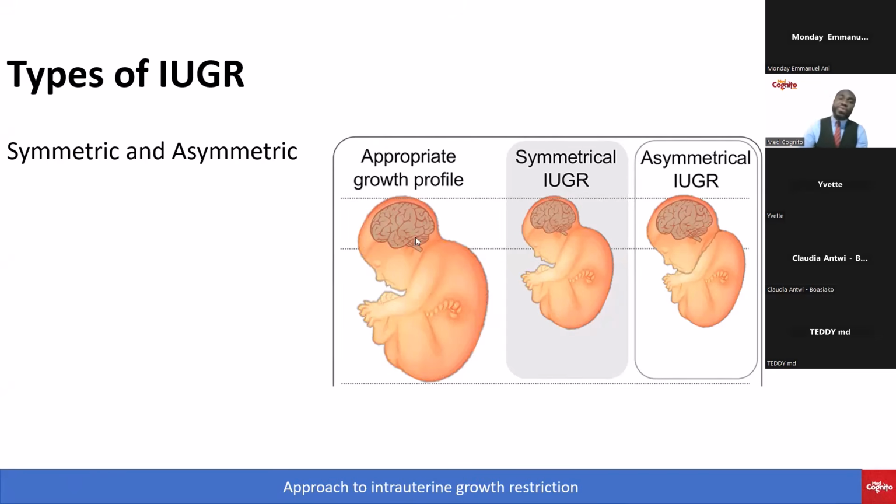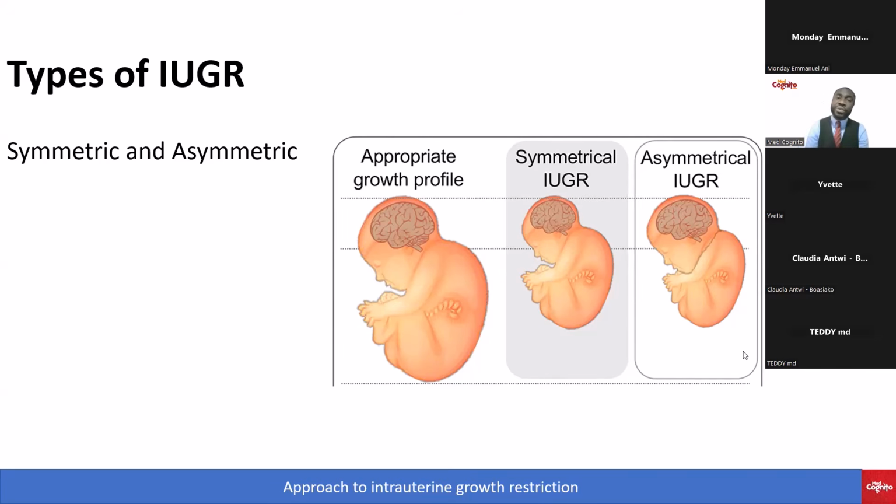So this is a baby who has appropriate growth profile. This is a baby who has symmetrical IUGR. When we say symmetric IUGR, what we mean is that the rate of growth of the head is similar to the rate of growth of the entire body. Now, in symmetric IUGR, the baby is small, but you realize that both the head and the body are small. But in asymmetric IUGR, you realize that the head is normal, but the body is small.